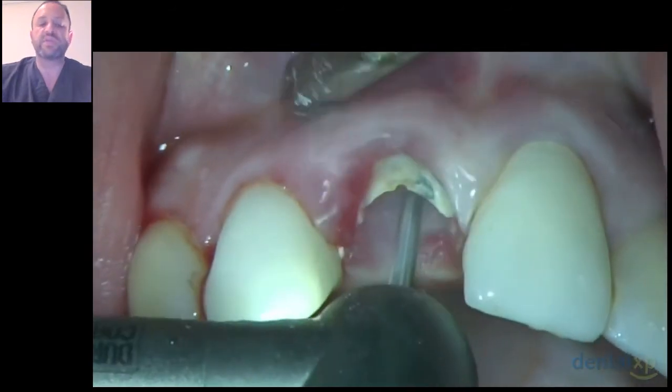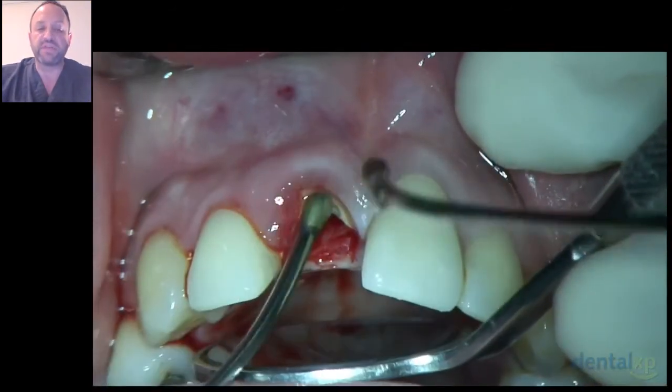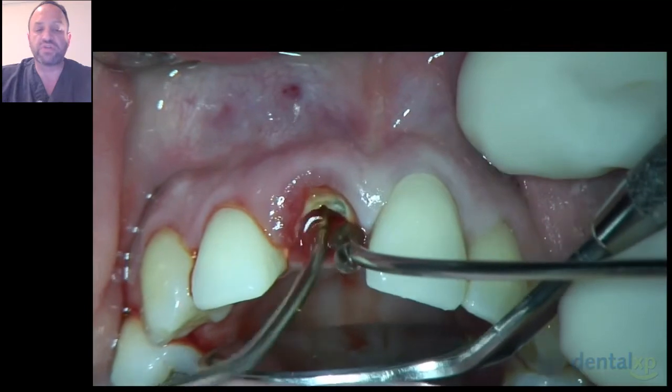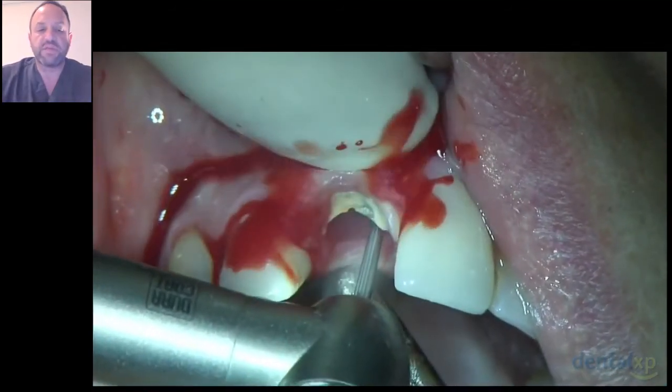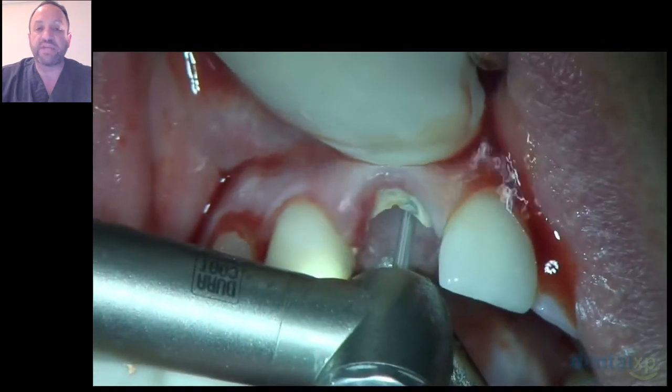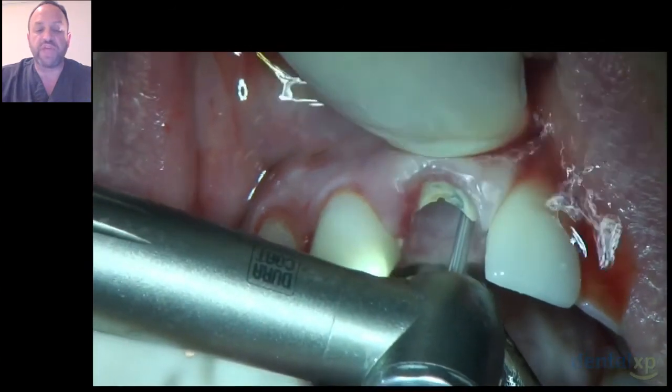So here you can see once I've got everything out, I'm now thinning out the whole socket shield. So this is the preparation of the socket shield. I'm using the same drill, and now I'm going to remove the apical portion, make sure that I've got the apical portion.